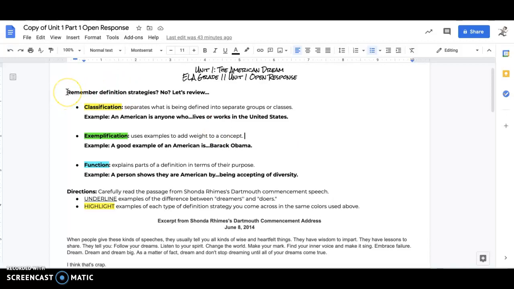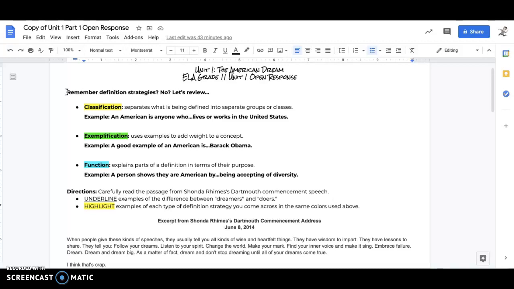So the first thing that we did was talk about the definition strategies. There are 4 in total. There are only 3 that occur in this particular speech, so those are the ones we're focusing on today. The first one is classification, and what that does is separates whatever is being defined into groups or classes.